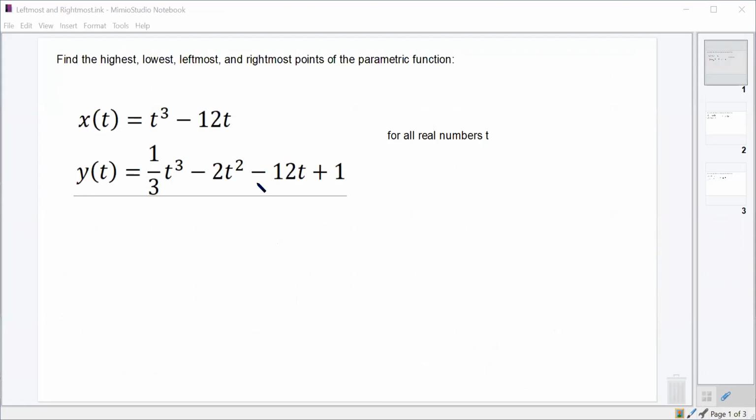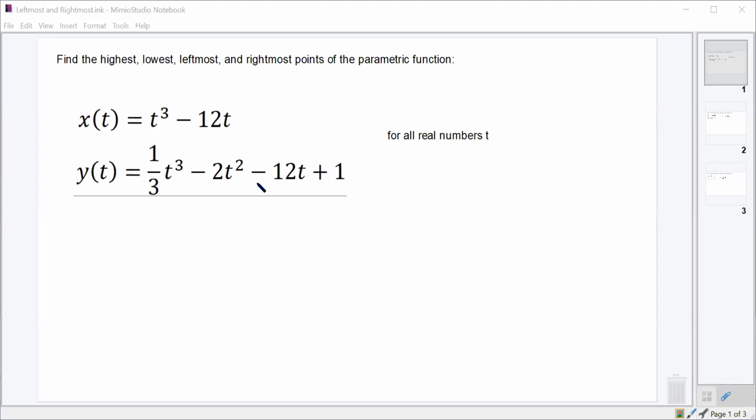All right, let's look at a parametric function. So we've got a parametric function, x of t is equal to t cubed minus 12t, and y of t is equal to 1/3 t cubed minus 2t squared minus 12t plus 1 for all real numbers t. So we want to find the highest, the lowest, the leftmost, and the rightmost points of this parametric function.